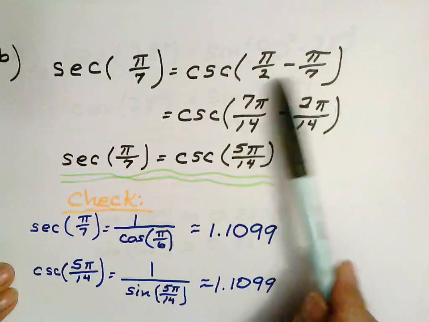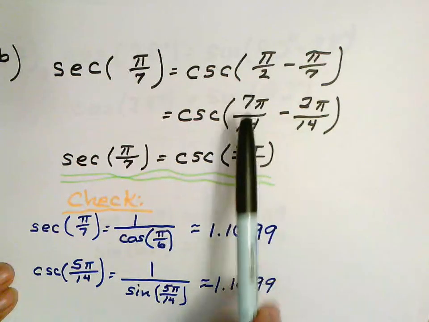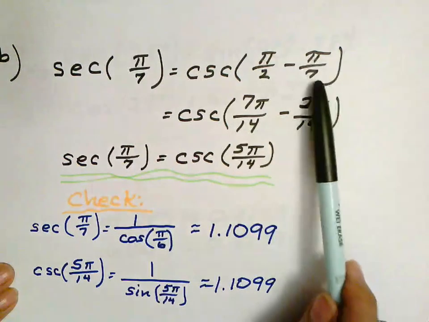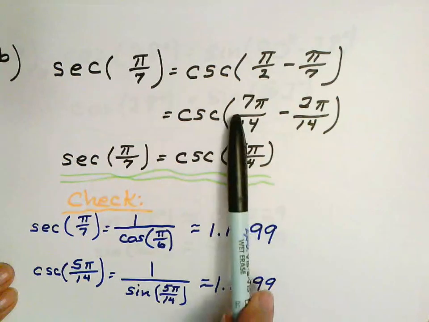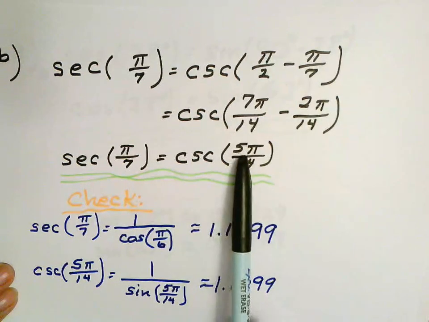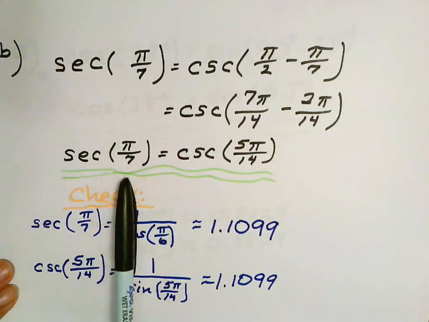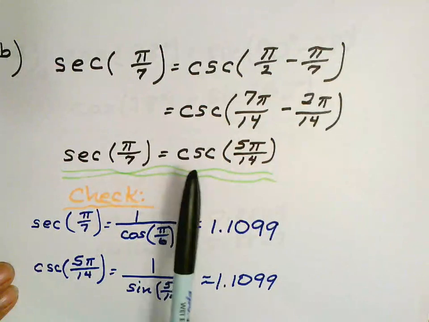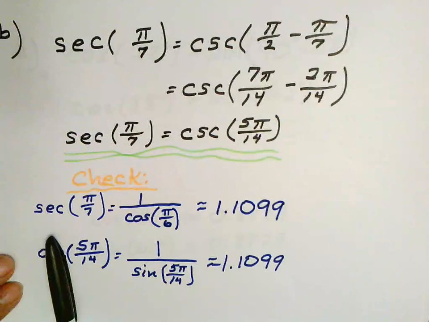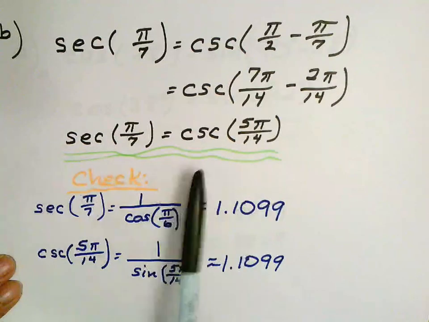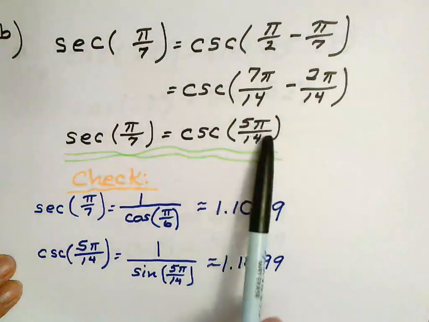We have to have a common denominator before we can subtract these fractions. So pi over 2 is the same thing as 7 pi over 14, and pi over 7 is the same thing as 2 pi over 14. And then 7 pi minus 2 pi will give us 5 pi. So this is 5 pi over 14. So secant of pi over 7 is equal to the cosecant, its cofunction, of 5 pi over 14. Now we can check this. See, this is our answer. Secant of pi over 7 is equal to the cosecant of 5 pi over 14.